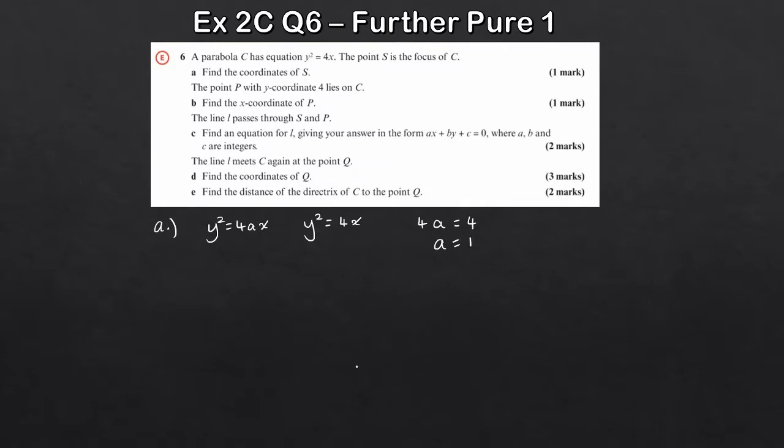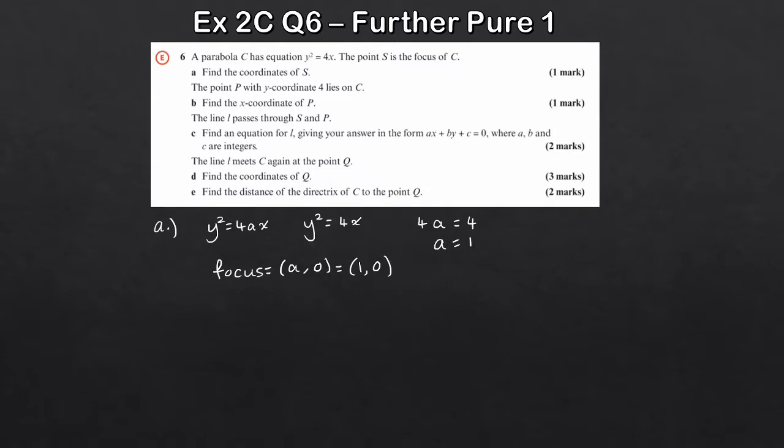So the coordinates of S, the focus, well, the focus is just a, 0, and in our case, a is 1. So the coordinates of S are just 1, 0. Okay, so that's part A done, nice and easy.